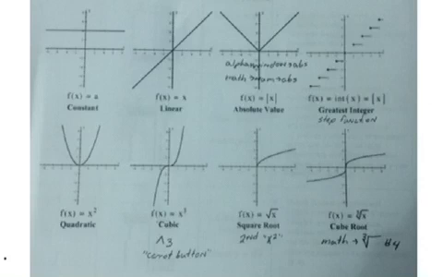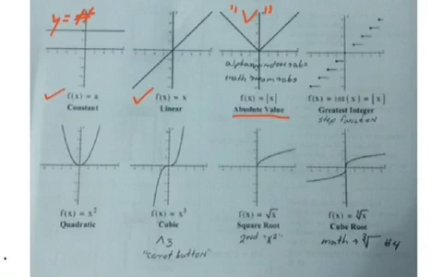Now, f of x equals a is a constant, which we have done before. This would be the equation y equals a number, since it is a horizontal line. Next, we have a line, which is a linear function, which we've already talked about before. Next, we have what's called an absolute value graph. An absolute value graph will always be in the shape of a V.